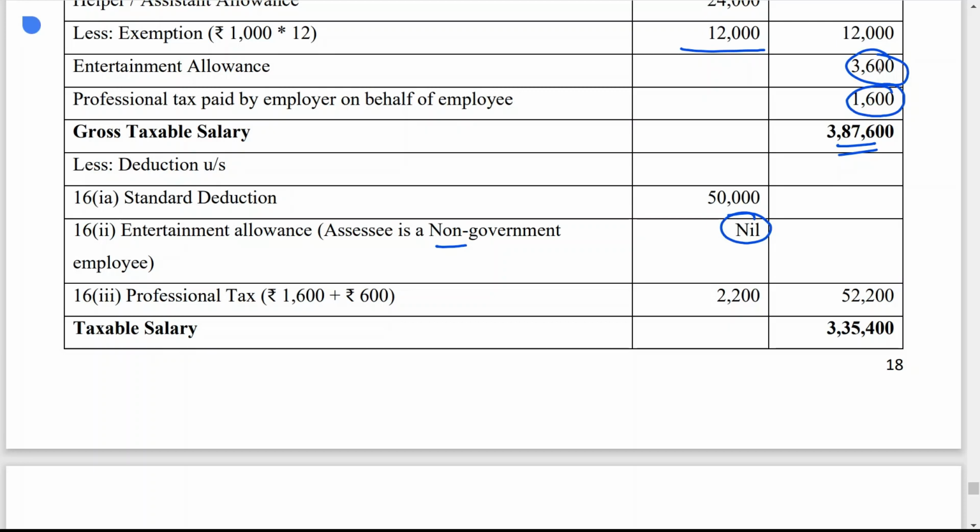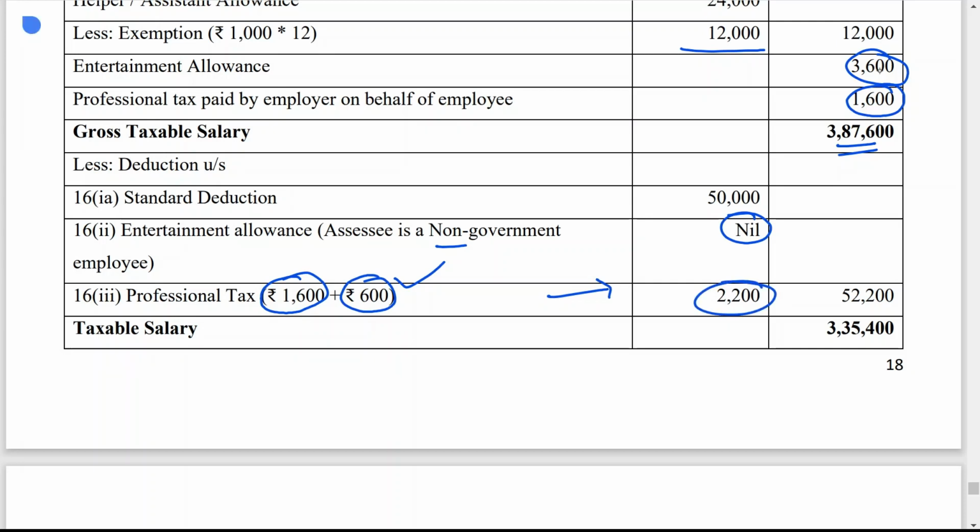Now professional tax. Here there are two types of professional tax. One is paid by the employee. So 600 is paid by the employee. That is also available as a deduction under section 16 subsection 3. And professional tax paid by the employer on behalf of the employee is also available as a deduction. So if you make the total of these, you will get 2,200.